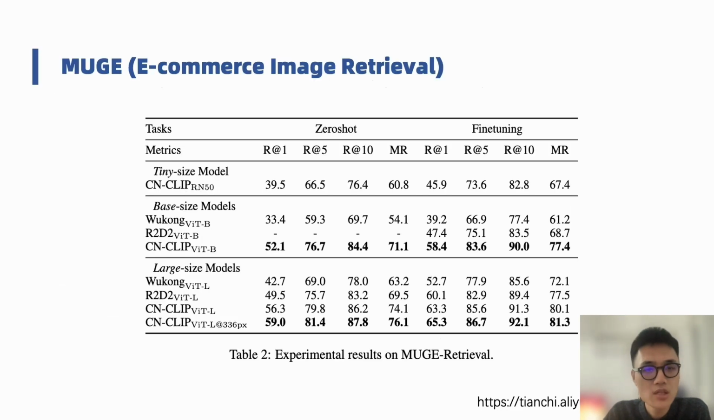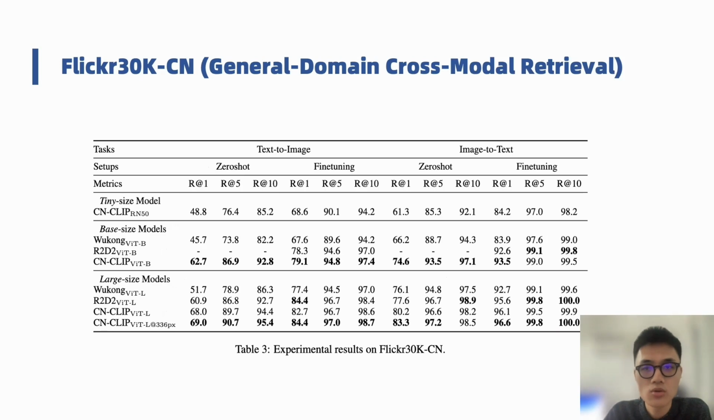Additionally, we have provided some other results for comparison, including results in cross-modal retrieval, including e-commerce image retrieval and general domain cross-modal retrieval. Chinese CLIP can perform stably better than the baselines, which are the state-of-the-art Chinese multi-modal models this year.